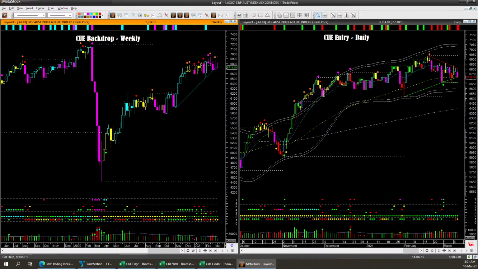Let's start with a look at the global markets, starting with Australian index AXJO. For the global markets, I'm going to use Q Global running on MetaStock, and I'm using the standard weekly daily at a glance template.